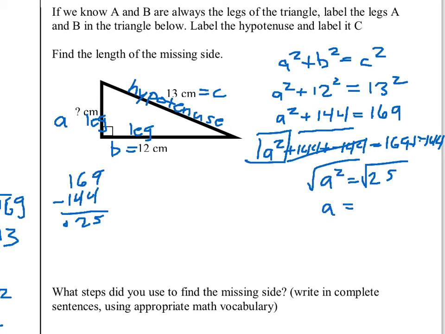The square root of 25 is a perfect square, which is 5. Got it. So we know the length of that leg is 5 centimeters.